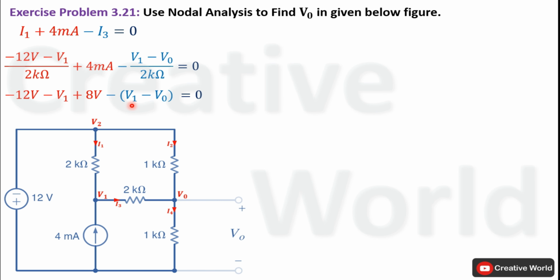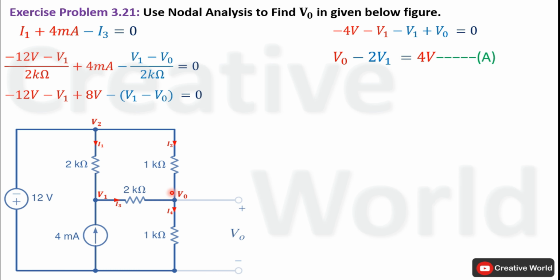Now open these brackets. Minus will multiply with the values inside the brackets. It will become minus V1 plus V0, and the sum of plus 8 volt and minus 12 volt will become minus 4 volt. Now add these values together and place minus 4 volt on the other hand side of equal to separate it from variables. The equation will become V0 minus 2V1 equal to 4 volt. We cannot further solve this equation, so leave it for now and label it as equation A. It is the first node voltage equation of this network.